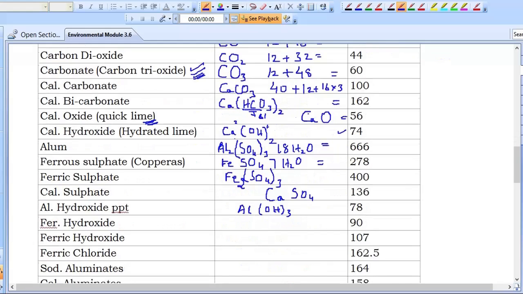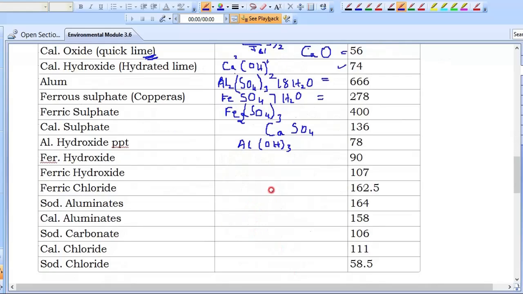Then ferrous hydroxide. Ferrous and ferric, very important. Wherever this 'ric' will come, 'ic' means it is a 3, and 'ous' will come wherever that is a 2. It is my convention. Therefore, ferrous hydroxide is Fe(OH)2. Okay, that works out to 90.